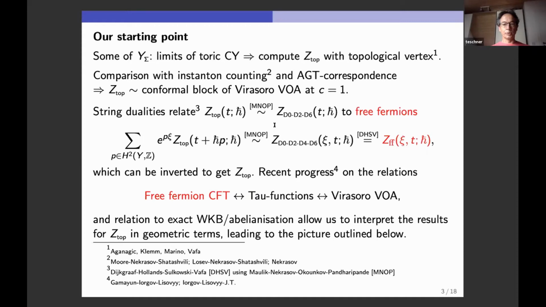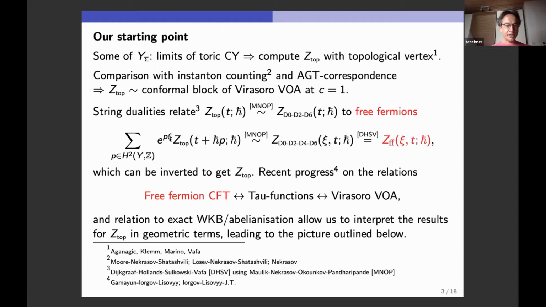And then there is also a reasonably old and famous story relating the Z_top in this case to a counting function of D0, D2, D6 branes. And then furthermore, by appealing to further string dualities, the prediction was made by Dijkgraaf, Vafa, Sulkowski, and Vafa that you can arrange, by doing this somewhat funny transformation, which will play a very important role throughout the whole talk.